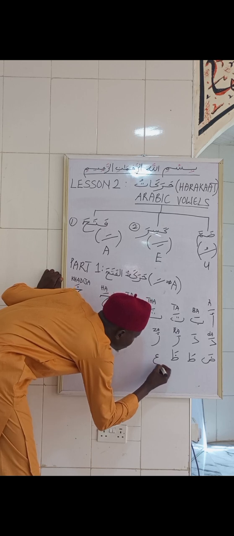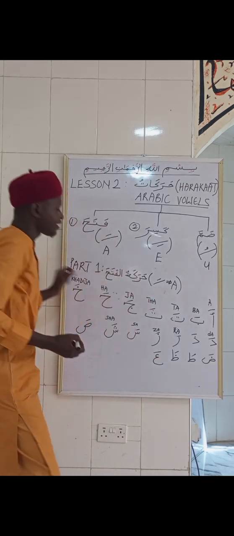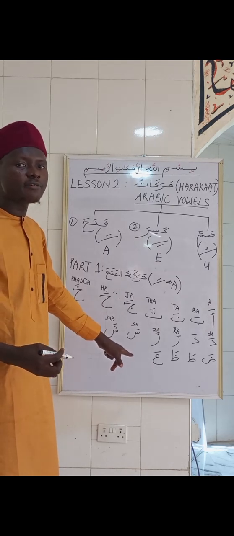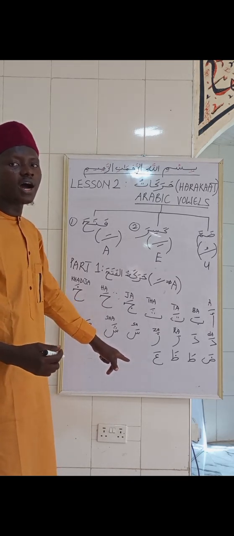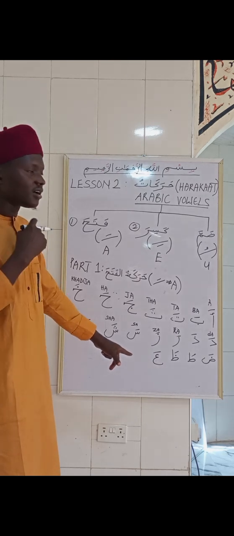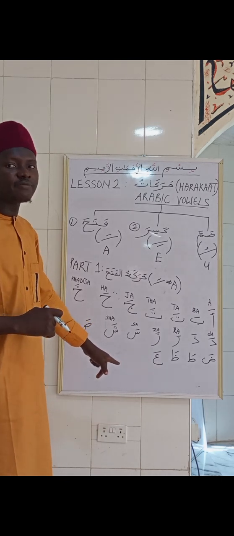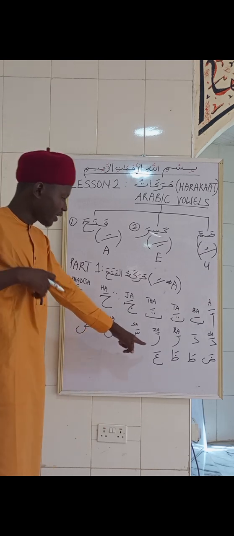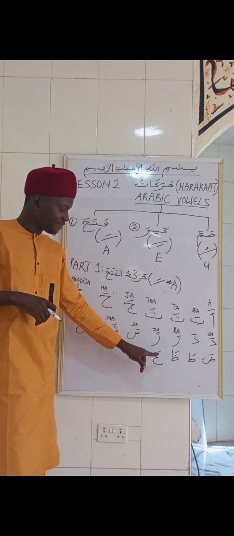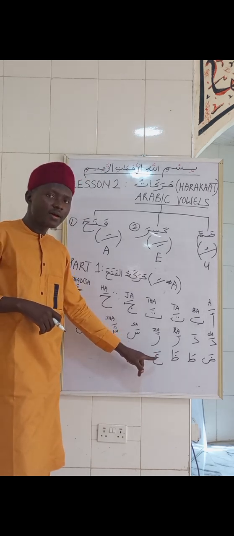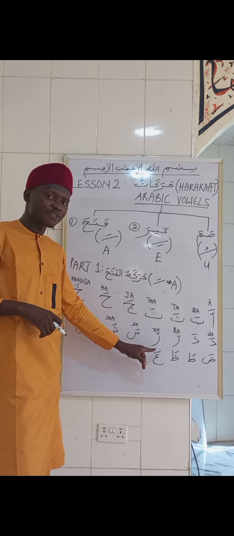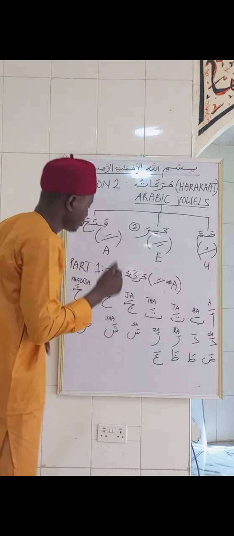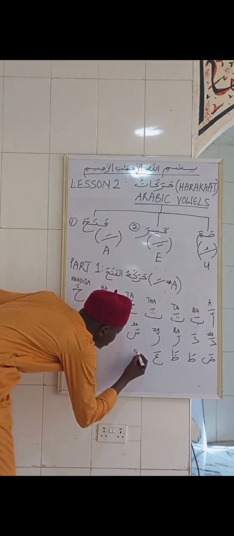Ain. Ain fatha A. The letter of the throat. Ain fatha A. Okay. So whenever the Harakaat fatha A, if I say Harakaat, I mean vowel, whenever the vowel fatha is attached to ain, the sound brought out is what? A. Now, the next one is what?